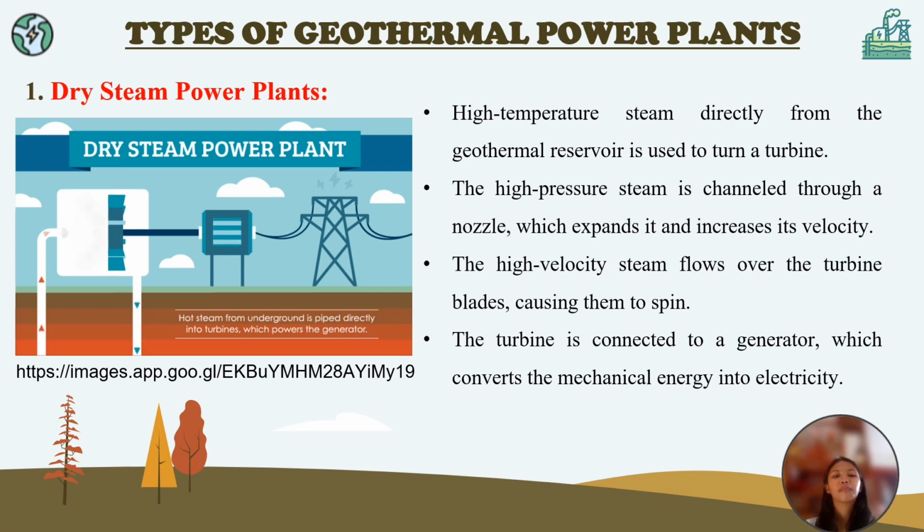In a dry steam power plant, high temperature steam directly from the geothermal reservoir is used to rotate a turbine. The high pressure steam is channeled through a nozzle, which expands it and increases its velocity, causing the turbine blades to spin. The turbine is also connected to a generator, which then converts the mechanical energy into electricity.